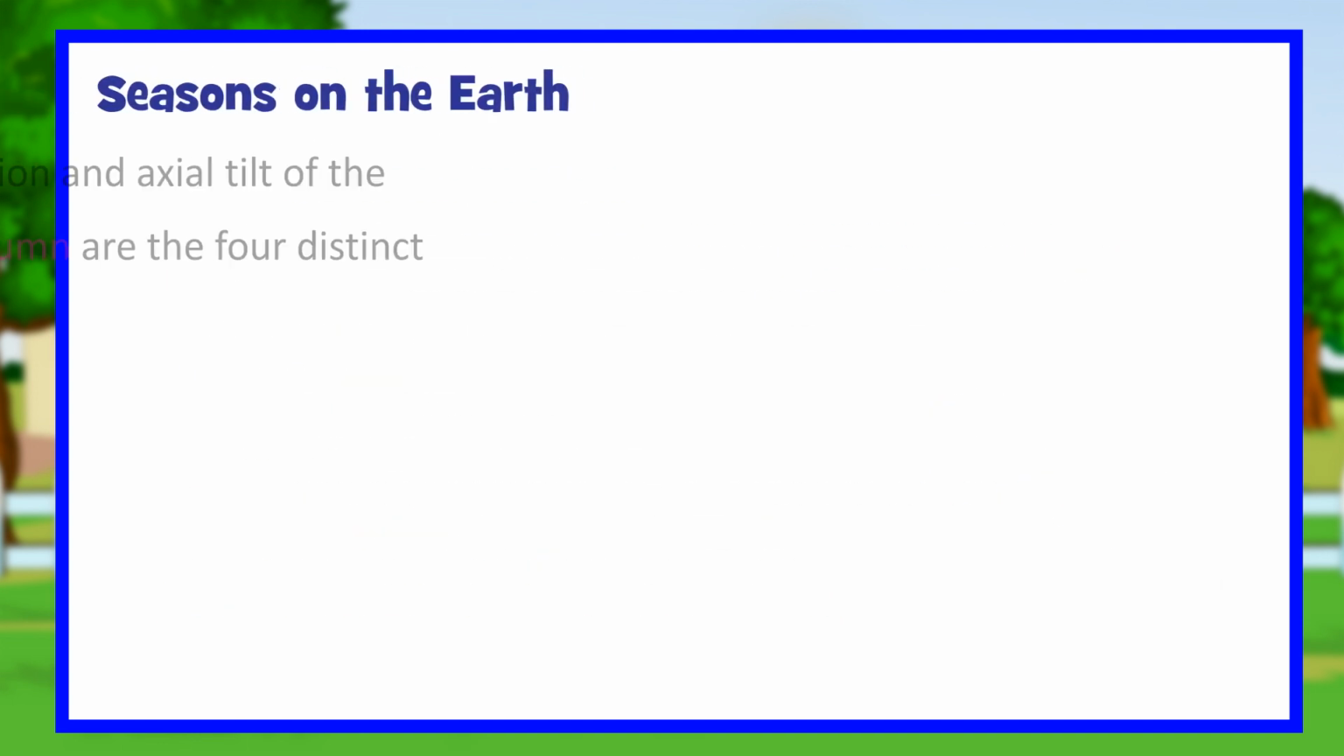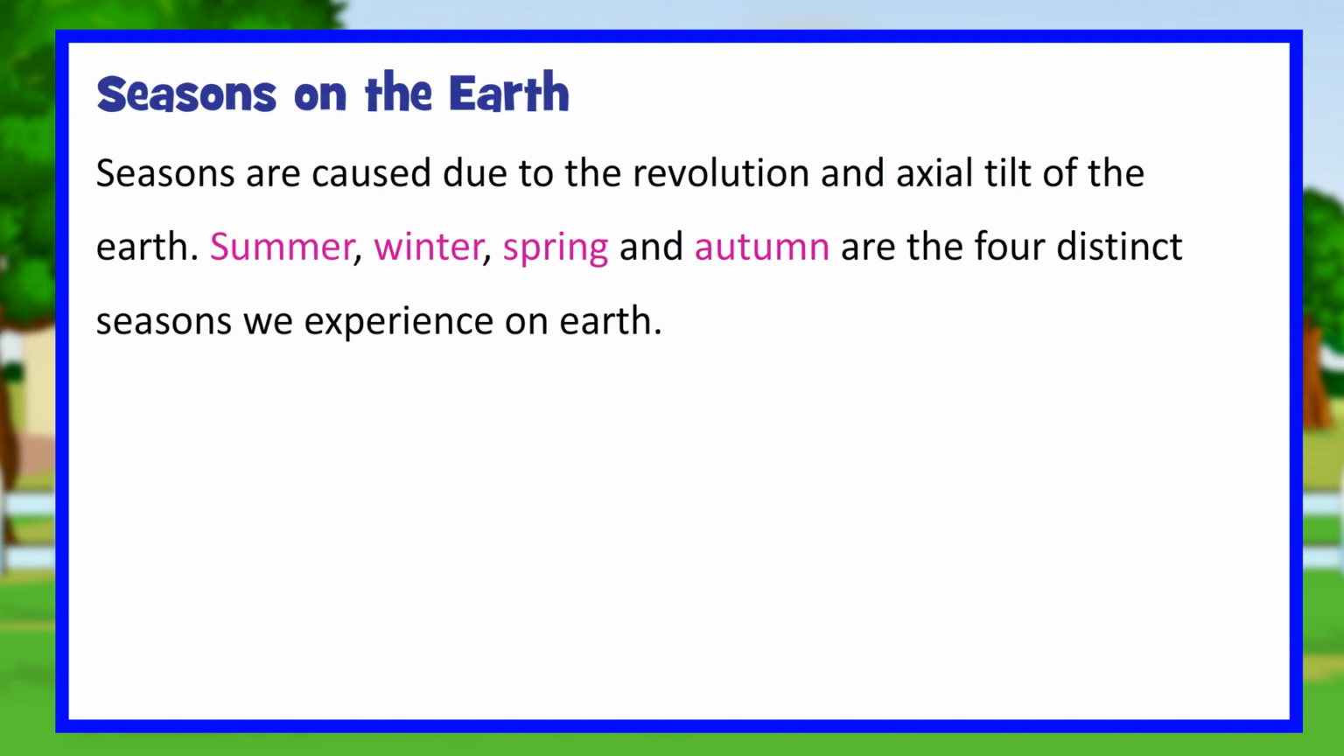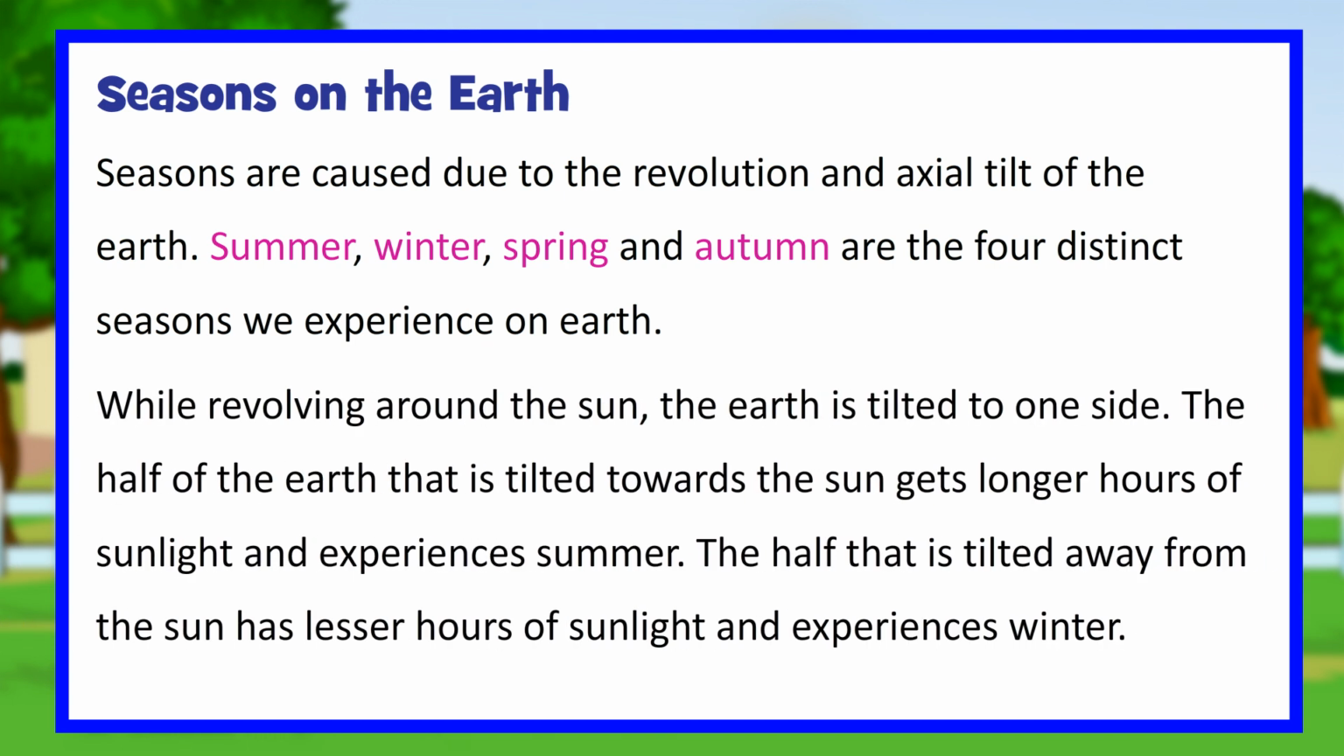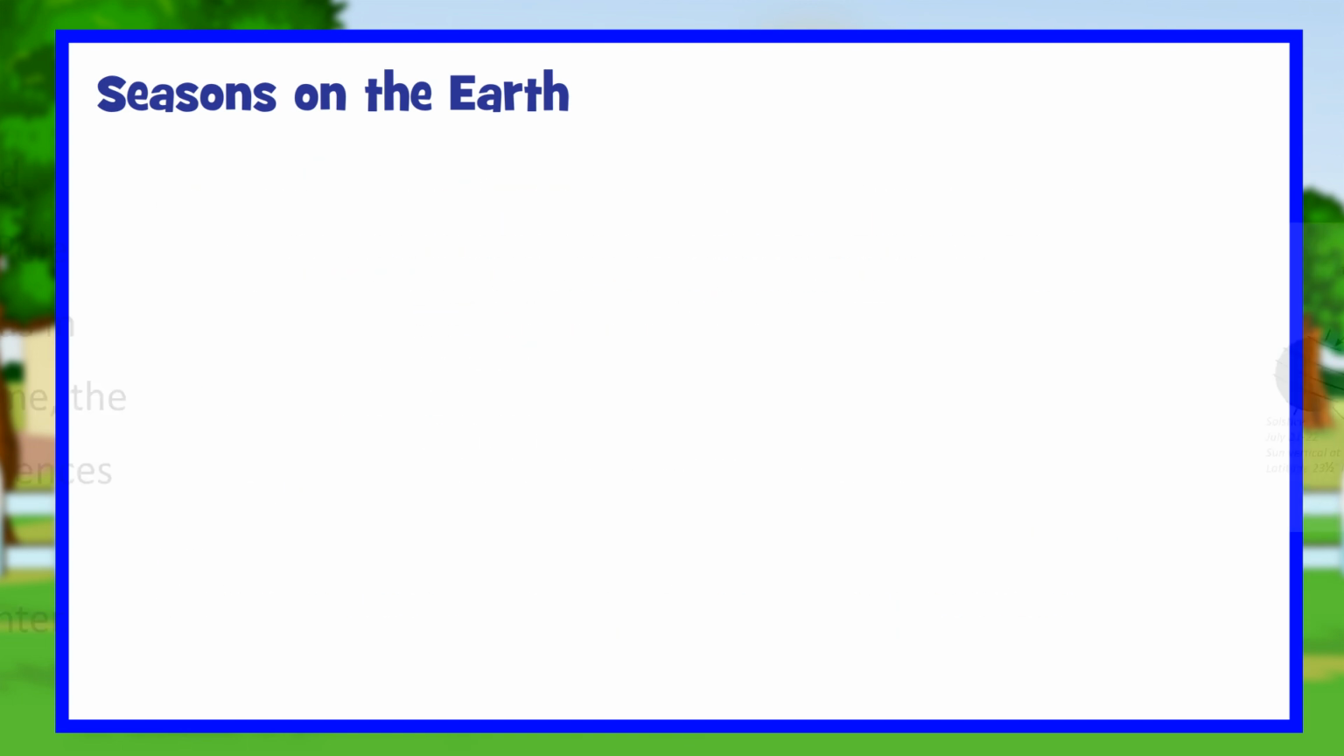Seasons on the Earth. Seasons are caused due to the revolution and axial tilt of the Earth. Summer, winter, spring and autumn are the 4 distinct seasons we experience on Earth. While revolving around the Sun, the Earth is tilted to one side. The half of the Earth that is tilted towards the Sun gets longer hours of sunlight and experiences summer. The half that is tilted away from the Sun has fewer hours of sunlight and experiences winter.